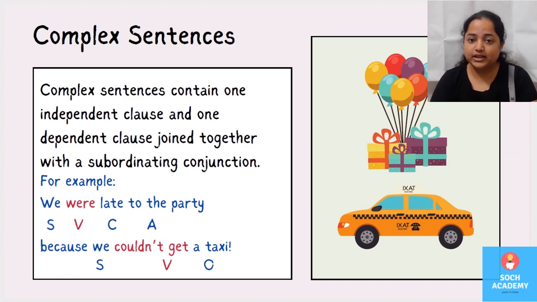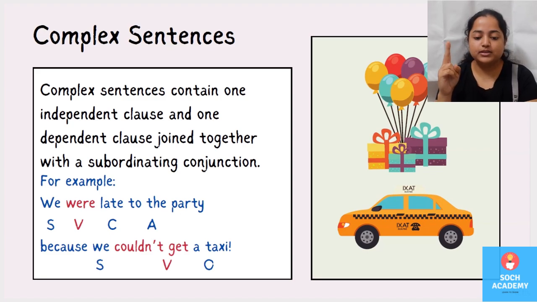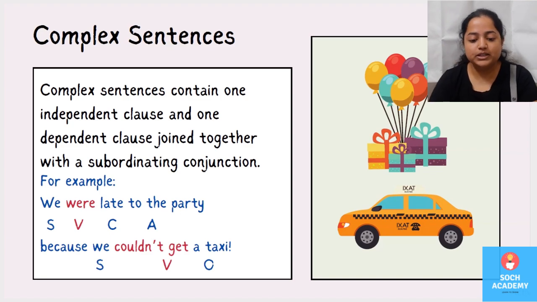Now you can see that there are 2 clauses in this particular sentence. "We were late to the party" is clause number 1, and "because we couldn't get a taxi" is clause number 2. The subject is "we", "were" is the verb, "late" is the complement, "to the party" is the adverbial, "because" is the subordinating conjunction, "we" is again the subject, "couldn't get" is the verb, and "a taxi" is the object.